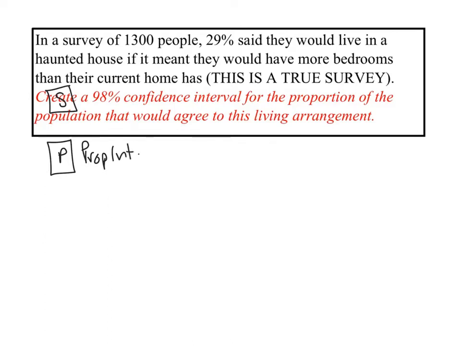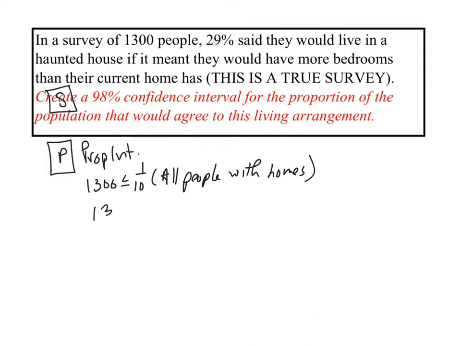So the first thing we need to do is check: is 1,300 less than or equal to 1/10 of all people, I guess, with homes? And yes, it is. And then 1,300 multiplied by 0.29 and 1,300 multiplied by 1 minus 0.29. This is 377. This is 923. Both of those numbers are larger than 10. We hope we have a simple random sample. And we're going to proceed.